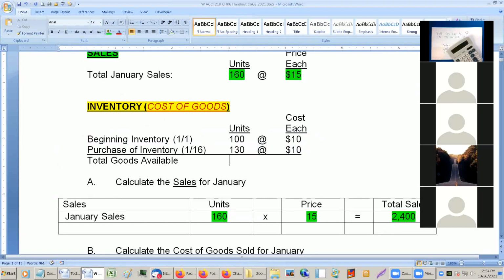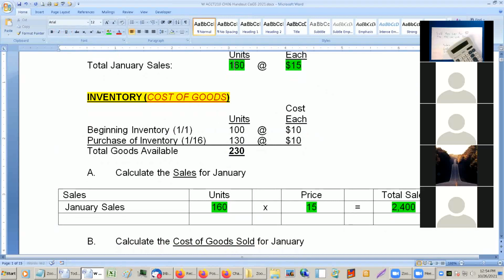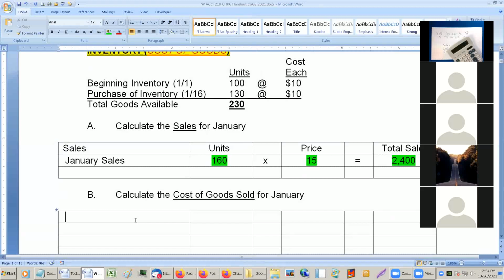So goods available is, what is that, 230? So we have 230 that we could have sold, but we didn't sell all of them. We sold 160 of them. So we are going to go to our cost of goods sold down here.